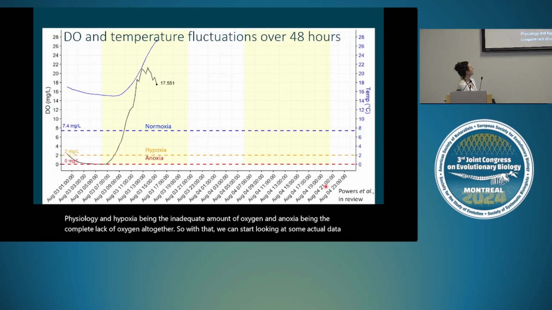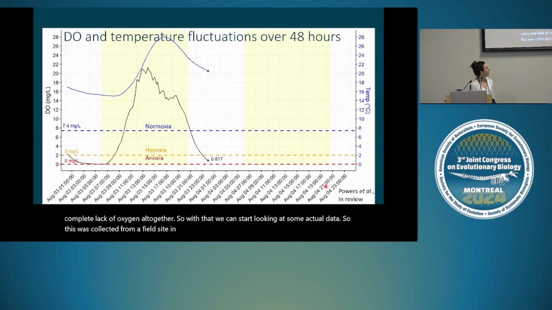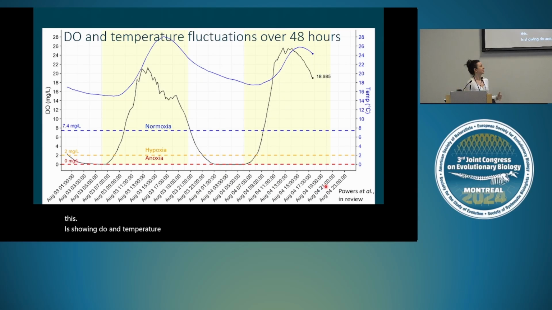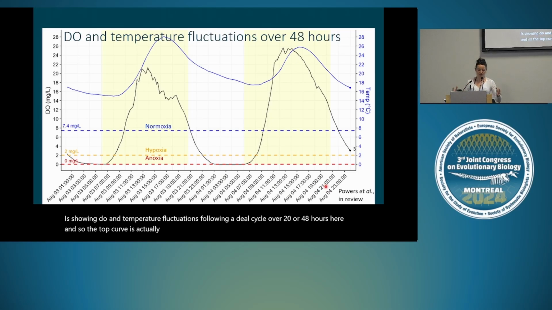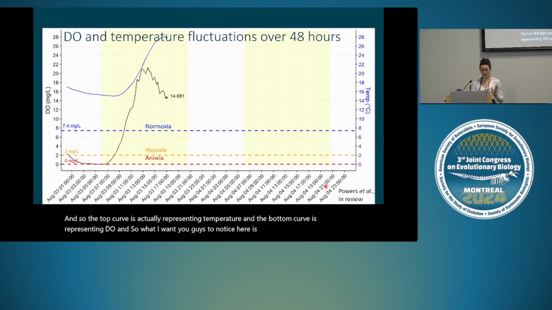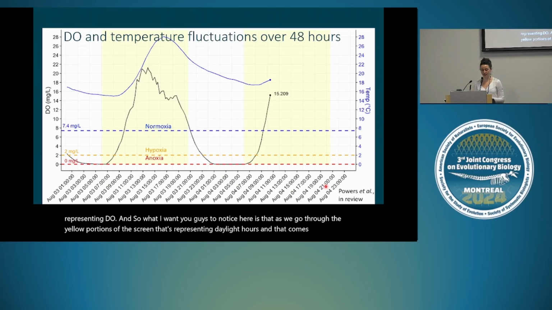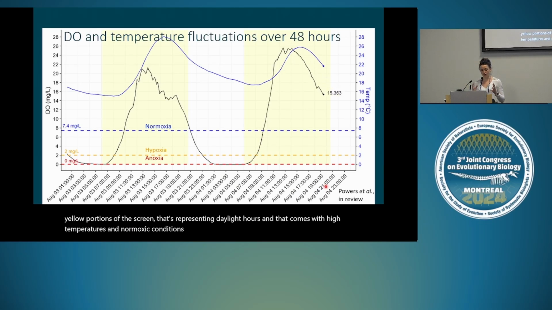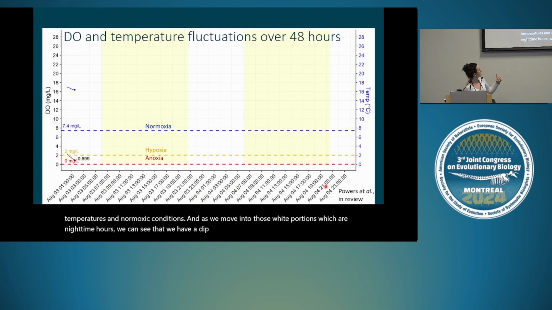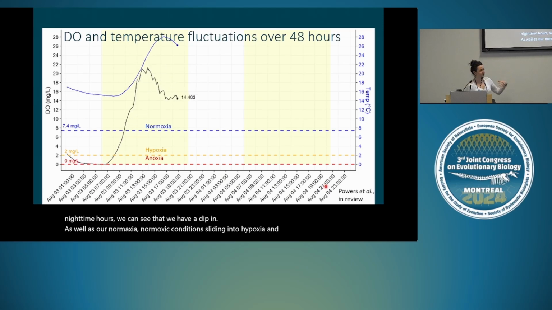So this was collected from a field site in Strawberry Hill in Oregon with a miniDOT logger, and this is showing DO and temperature fluctuations following a light-dark cycle over 48 hours here. And so the top curve is actually representing temperature, and the bottom curve is representing DO. And so what I want you guys to notice here is that as we go through the yellow portions of the screen, that's representing daylight hours, and that comes with high temperatures and normoxic conditions. And as we move into those white portions, which are nighttime hours, we can see that we have a dip in temperatures, as well as our normoxic conditions sliding into hypoxia, and finally into anoxia for several hours before daybreak.